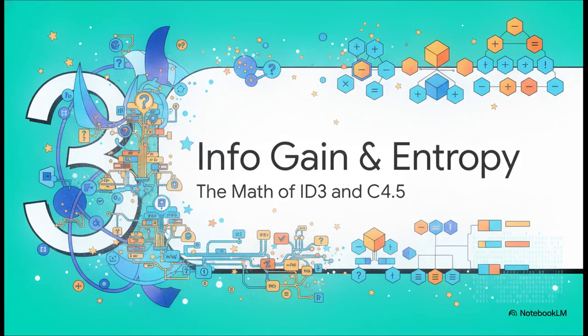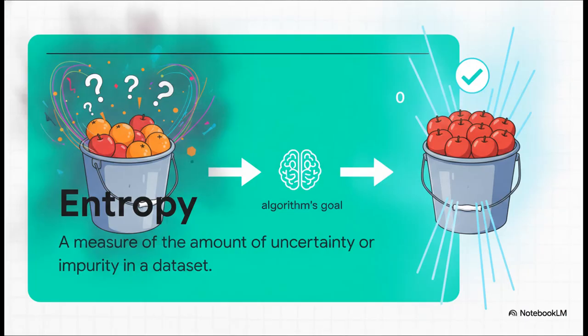Which brings us to section 3, information gain and entropy. Let's look at the math behind the ID3 and C4.5 algorithms. To really wrap your head around information gain, you first have to understand entropy. In information theory, entropy is essentially just a measure of chaos or uncertainty. Think of it like this: a bucket filled with 50 apples and 50 oranges. That has high entropy. It's completely mixed up. But a bucket of 100 apples, entropy is 0. The chaos is totally gone. And honestly, the algorithm's entire mission in life is just to drive entropy down to 0.